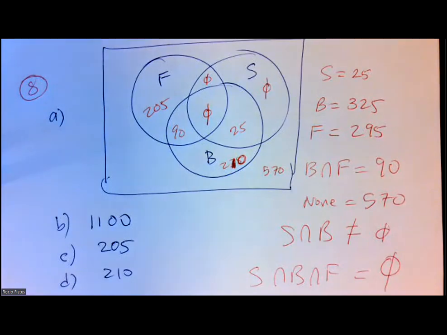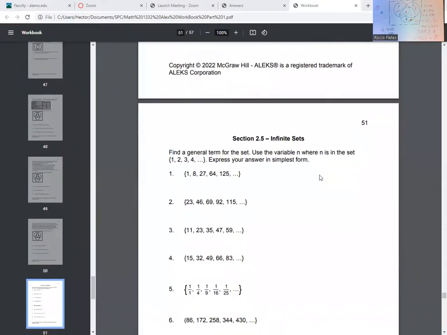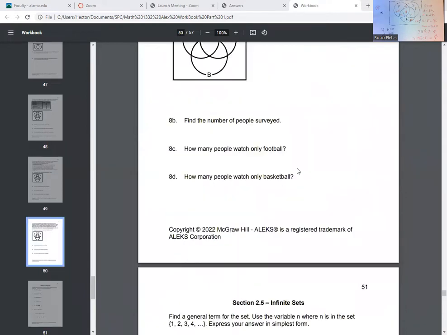Let me go back to the workbook and see. 8, yeah, because the next set is infinite sets. I mean, the next section.